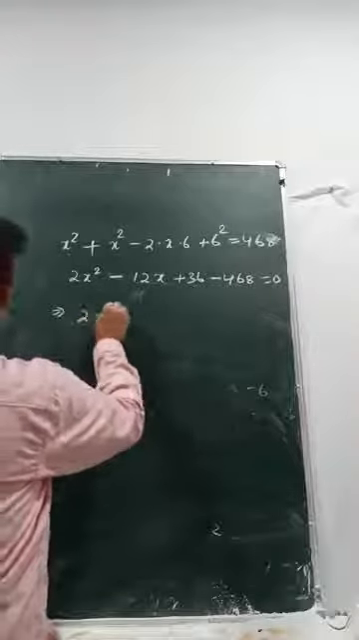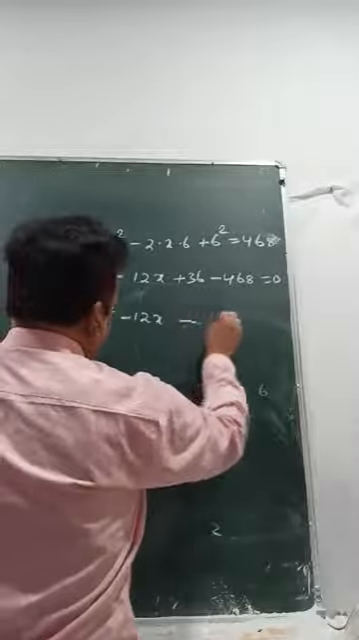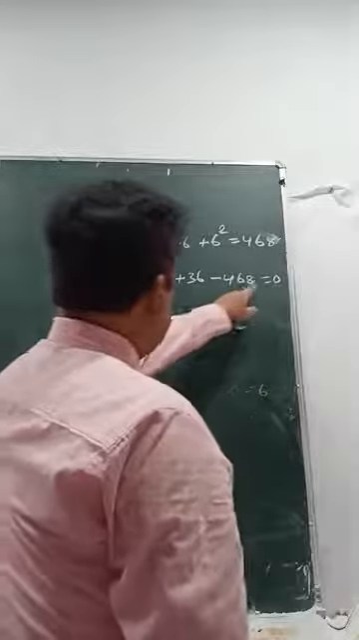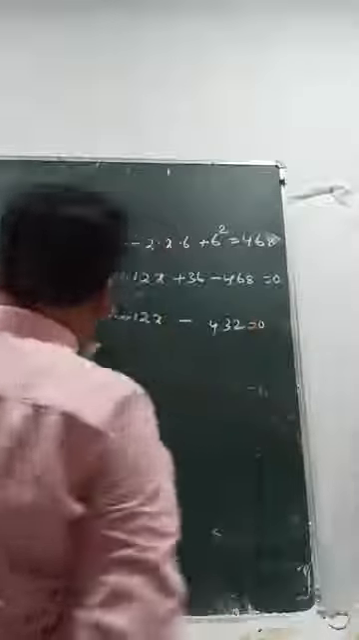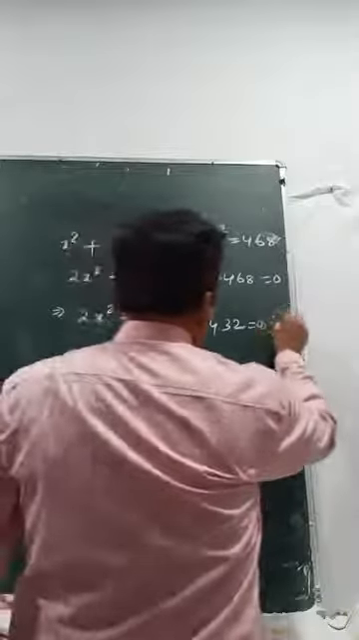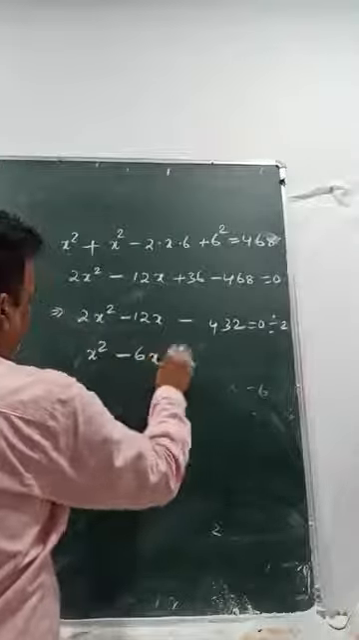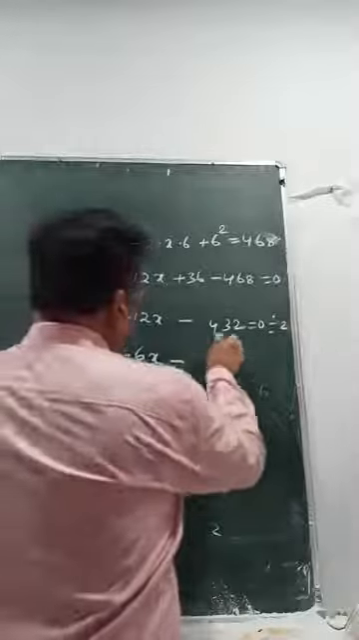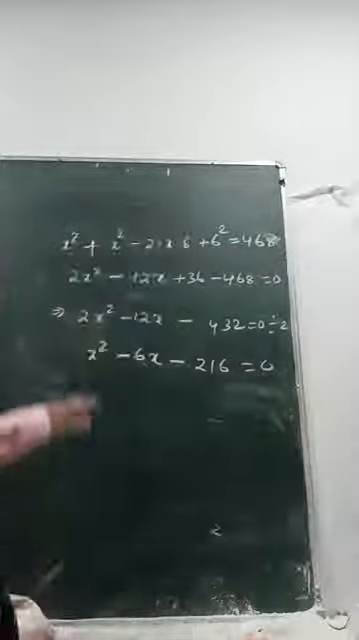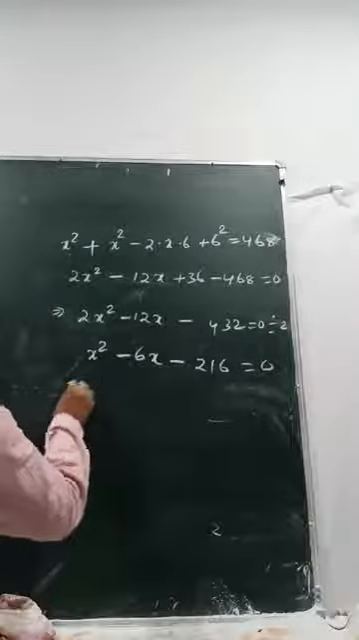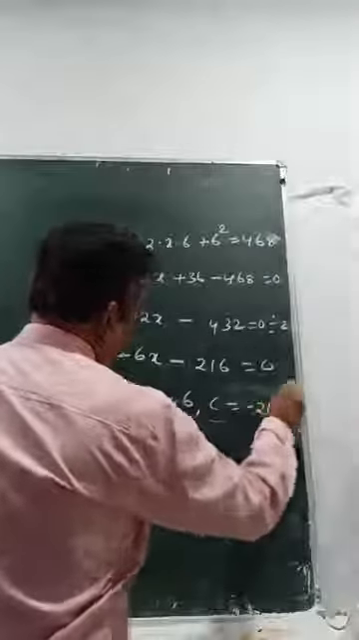2x square minus 12x minus 432 equals to 0. These are divisible by 2. You can divide by 2 to make it smaller. This is x square, this is 6x, and 216 equals to 0. Now let's find out a, b, c. A equals to 1, b is minus 6, c is minus 216.